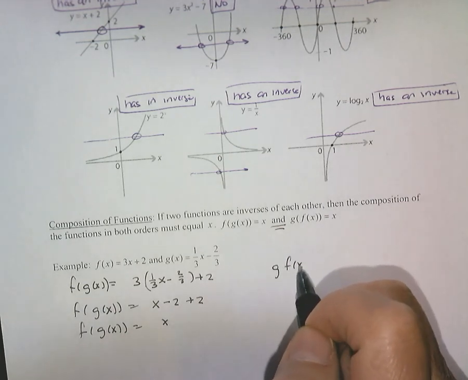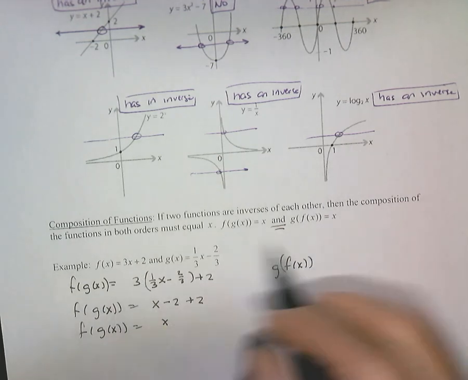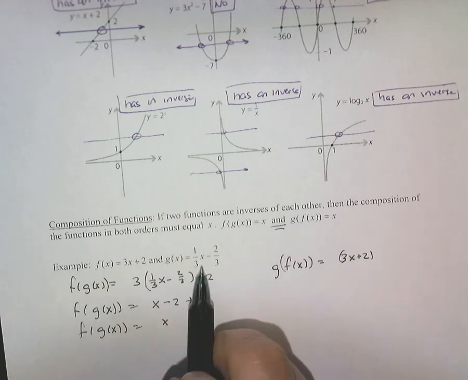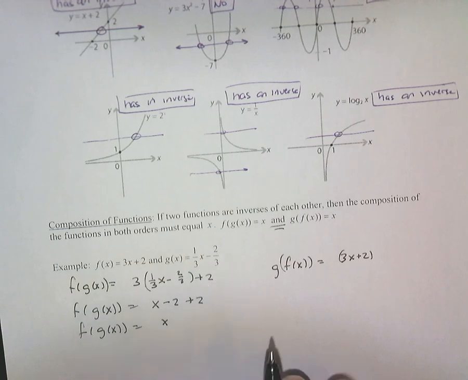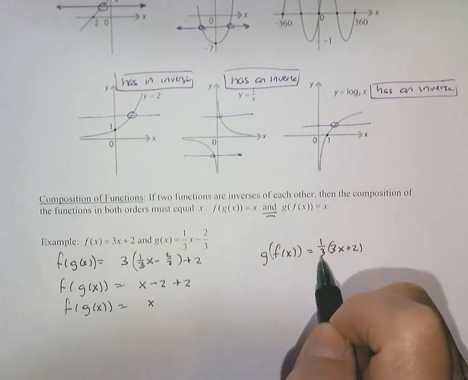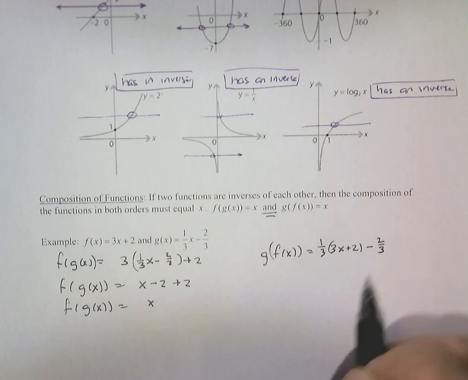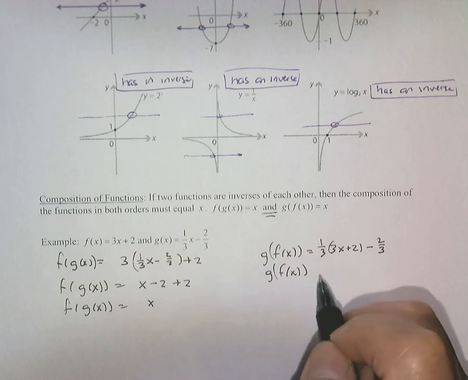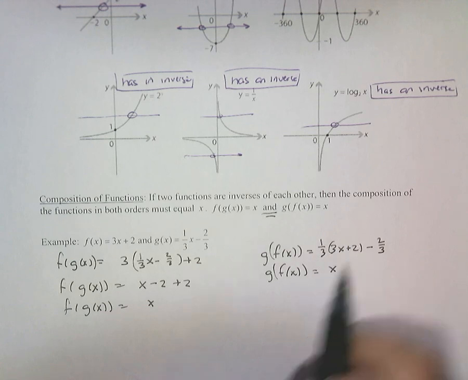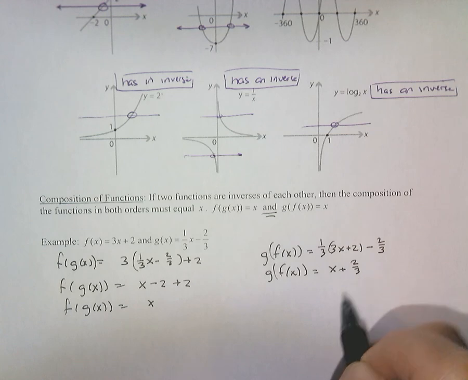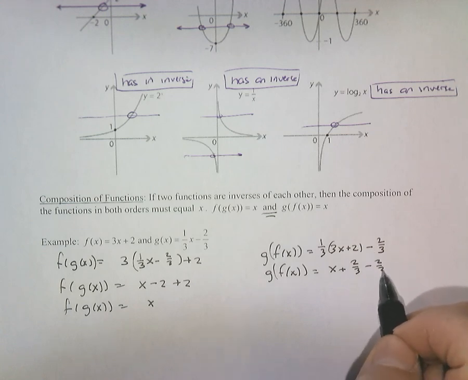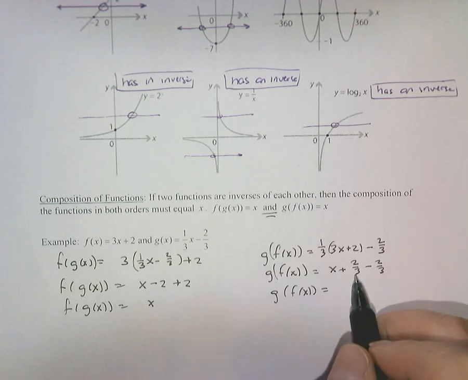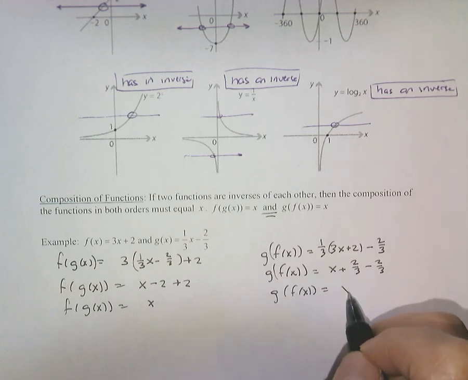Then I'm going to do g of f of x. f of x is this 3x plus 2, so I'm going to put that in parentheses. That's replacing the x in 1/3 x minus 2/3. So I'm going to put a 1/3 in front, minus 2/3. Do the algebra. 1/3 times 3 is 1, so I have 1x. 1/3 multiplied by 2 is plus 2/3. And then I have a minus 2/3. Positive 2/3 and a negative 2/3 is 0, so I'm going to get x.